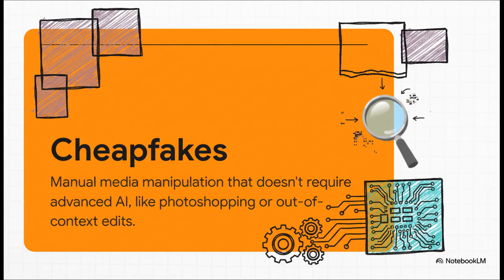So all of these methods, the photoshopping, the out-of-context edits, experts have a name for them now: cheap fakes. And yeah, they worked, but if you knew what to look for, you could often spot the fake. You could see the seams. They were handmade, digitally speaking, so they left clues. But they definitely set the stage for what was coming next.